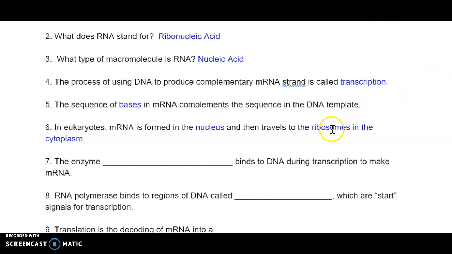So the enzyme blank binds to DNA during transcription to make mRNA. You might remember that we talked about DNA polymerase when we talked about DNA replication. We said the helicase comes in and unzips it, and then the polymerase comes in and puts down the DNA bases, matches up those complementary bases, puts down and proofreads. So if we're doing RNA, it's not going to be DNA polymerase this time, but it is going to be RNA polymerase.